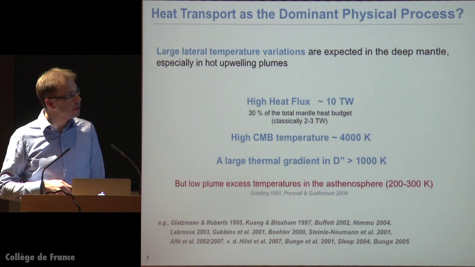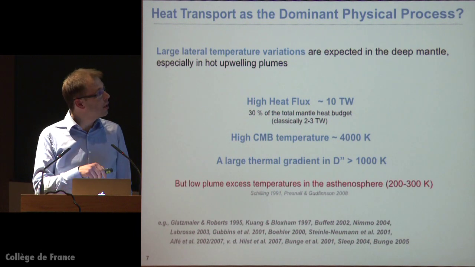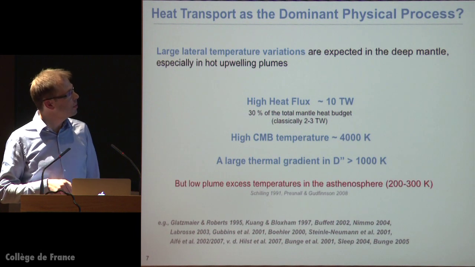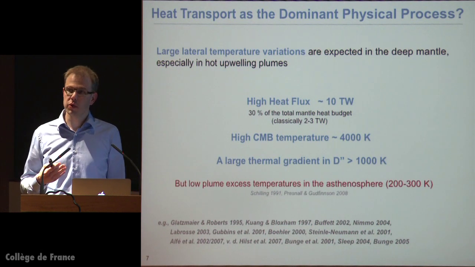There is one thing we have to take into account, that actually from petrological measurements on basalts, the plume axis temperatures inferred for the asthenosphere are much lower, only on the order of around 200 to 300 Kelvin.